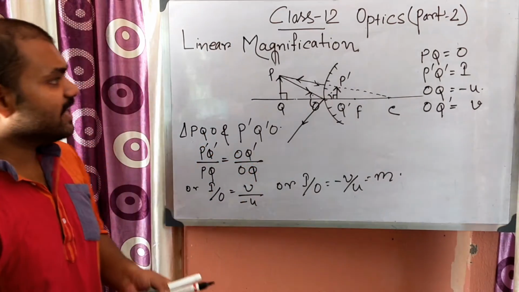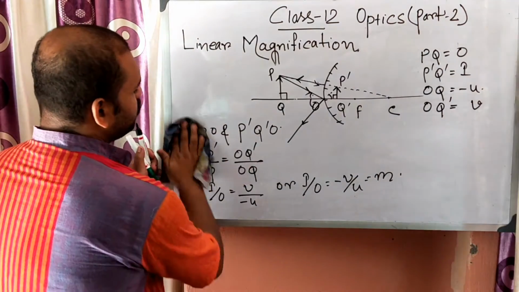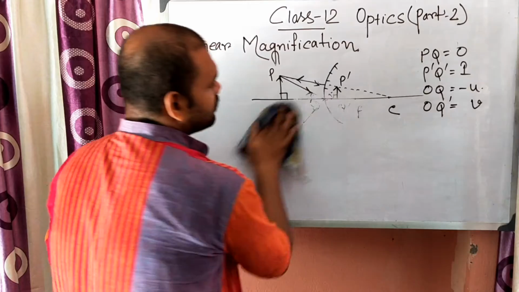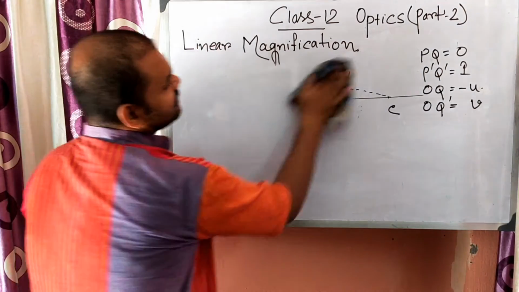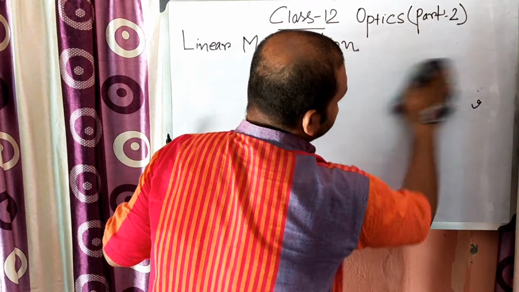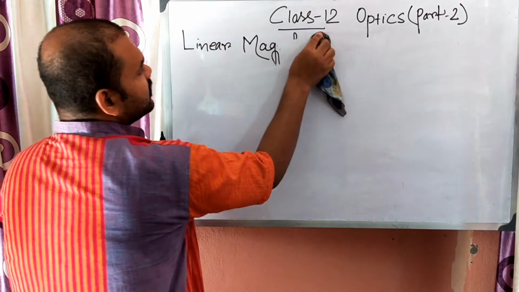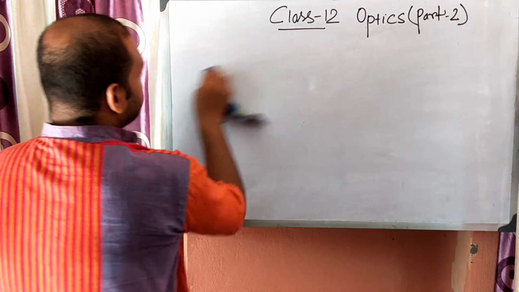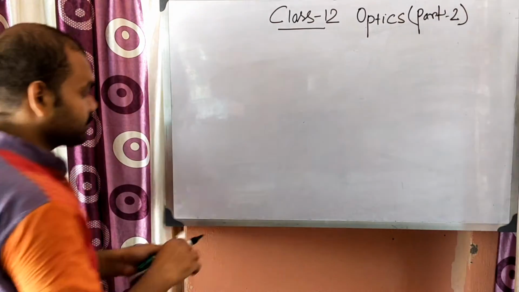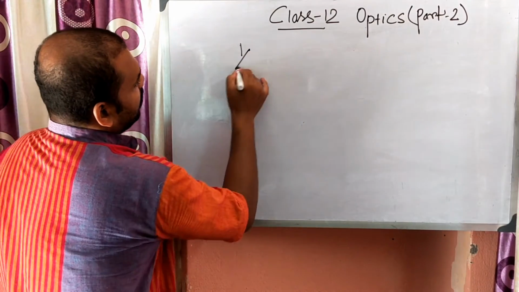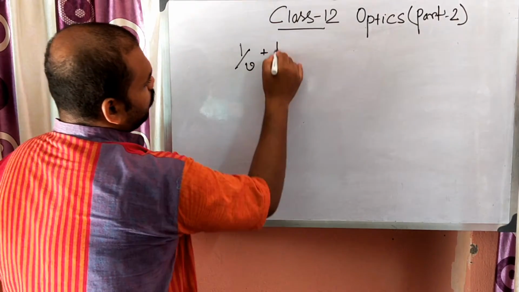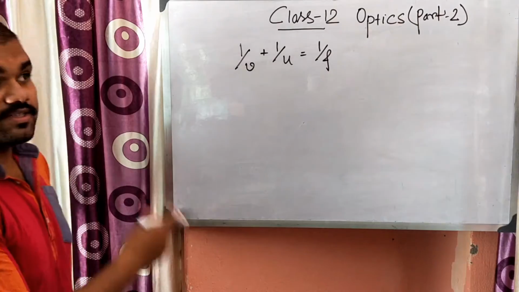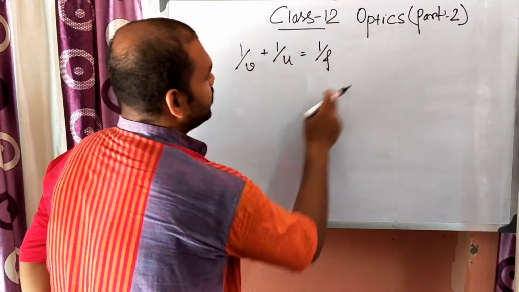Okay, clear. Next we need to find out the relation between the focus, the focal length and the linear magnification. It is also very easy. How to find this? Very easy, we just use a particular formula. The formula goes like 1 by v plus 1 by u is equal to 1 by f. In our previous video we have already proved it.